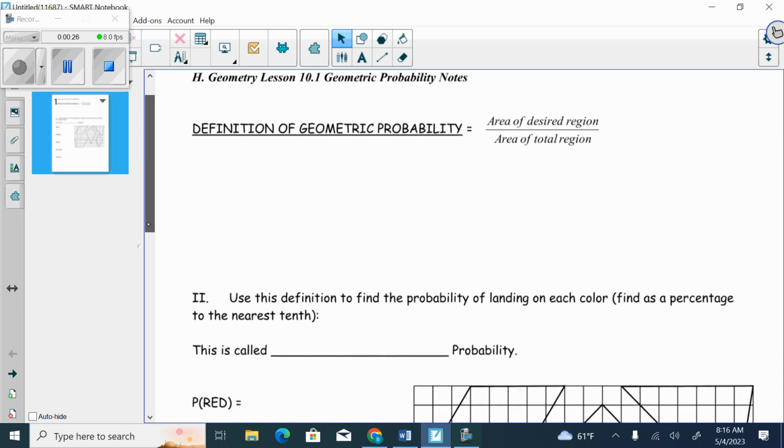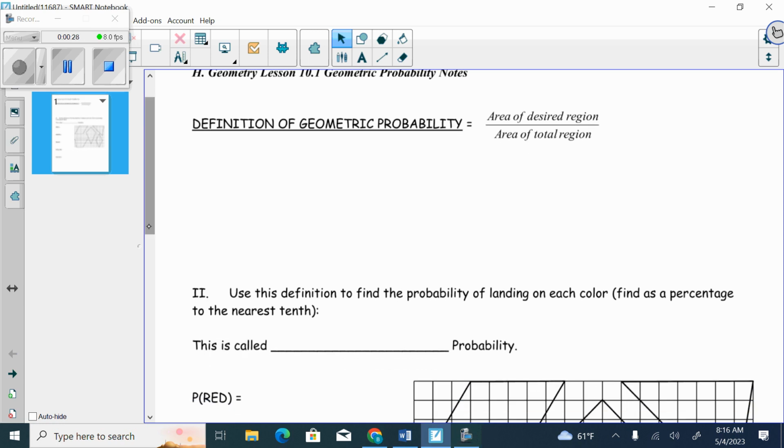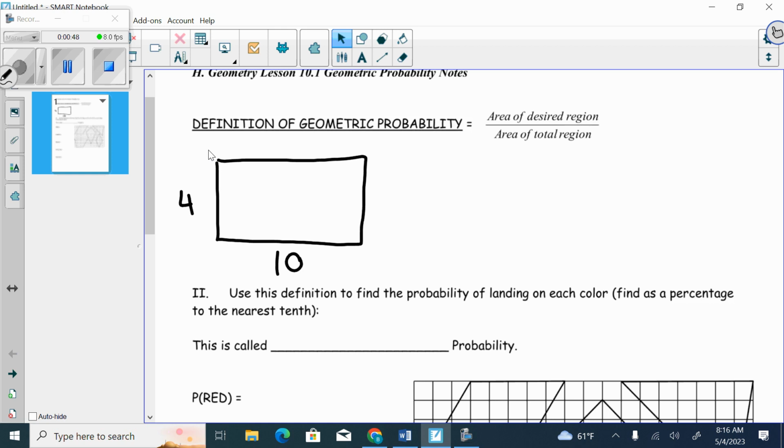Our definition of geometric probability is the area of some desired region out of some total area. So what I mean by that is maybe you have some large rectangle here. Let's say that its dimensions are 4 by 10. And within that rectangle, there's a smaller rectangle. And this one's shaded. And this one has dimensions of 1 by 3.